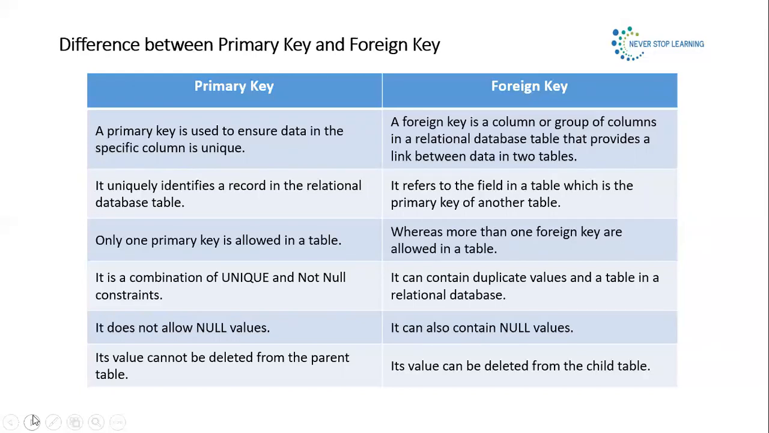A primary key uniquely identifies a record in a relational database table. A foreign key refers to the field in the table which is the primary key of another table. It points to the primary key of another table. Fine. So if I say a foreign key is nothing but the primary key of another table, I'm not wrong, right? Only one primary key is allowed in a table. So that is again one important point for primary key. Only one primary key is allowed, whereas we can have more than one foreign key in a table.